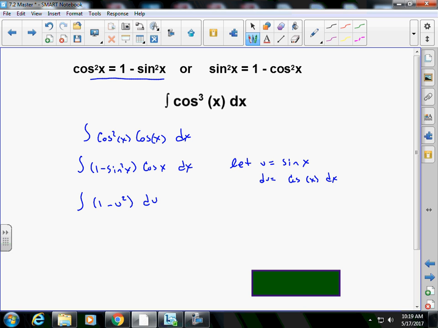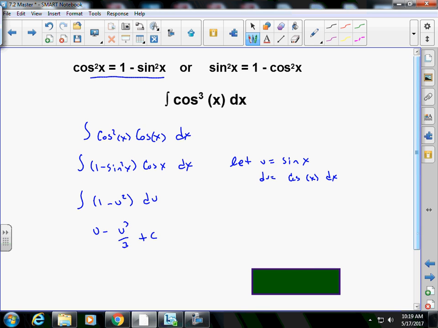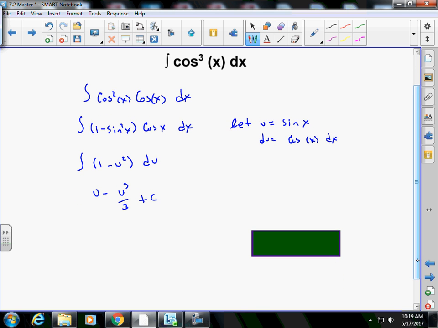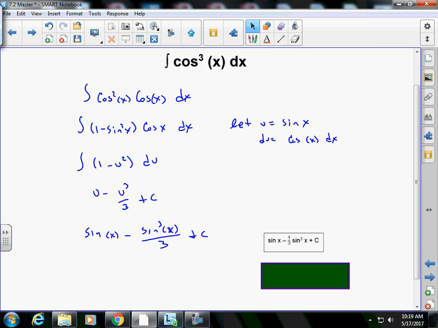Now that I have that, I can then integrate. And I get u minus u cubed over 3 plus a constant. But we want to get everything back in terms of x. So I have sine x minus sine x cubed over 3 plus c. And again, I don't want to forget the c because it is an indefinite integral.